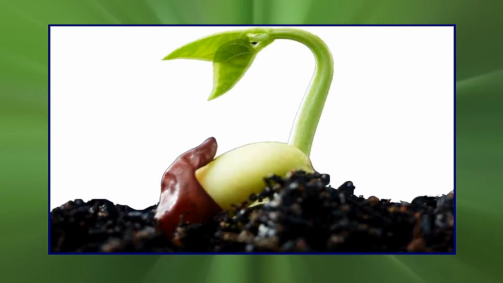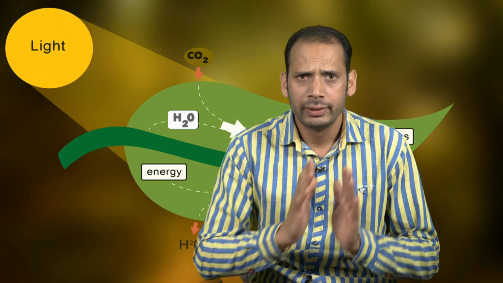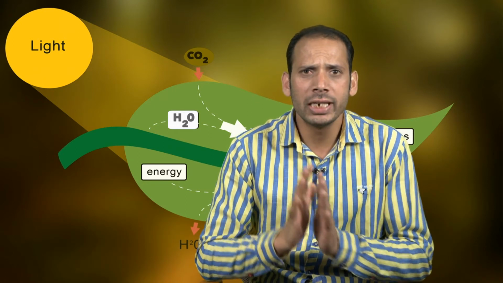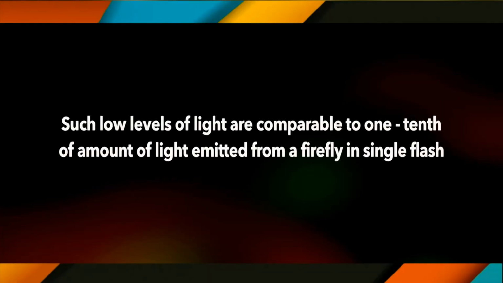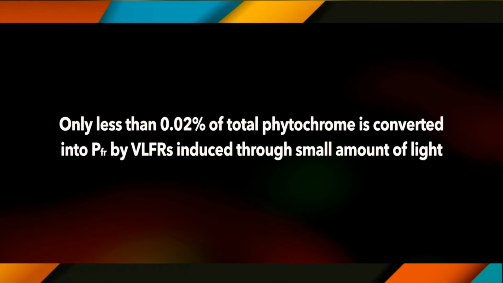Seed germination has been induced in Arabidopsis by red light in the range of 1 to 100 nanomoles per square meter. These remarkable effects of vanishingly low levels of illumination are called very low fluence responses. Typically, such low levels of light are comparable to 1/10 of the amount of light emitted from a firefly in a single flash. That is, only less than 0.02% of the total phytochrome is converted into the PFR form by VLFRs induced through a small amount of light.